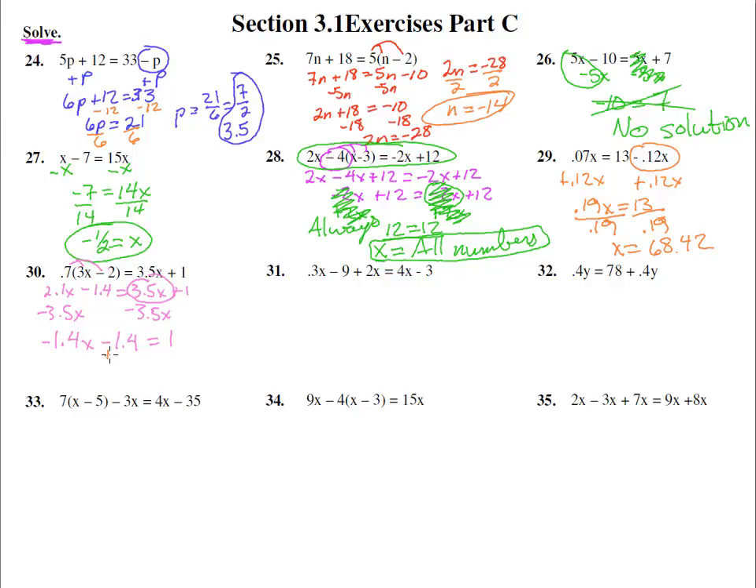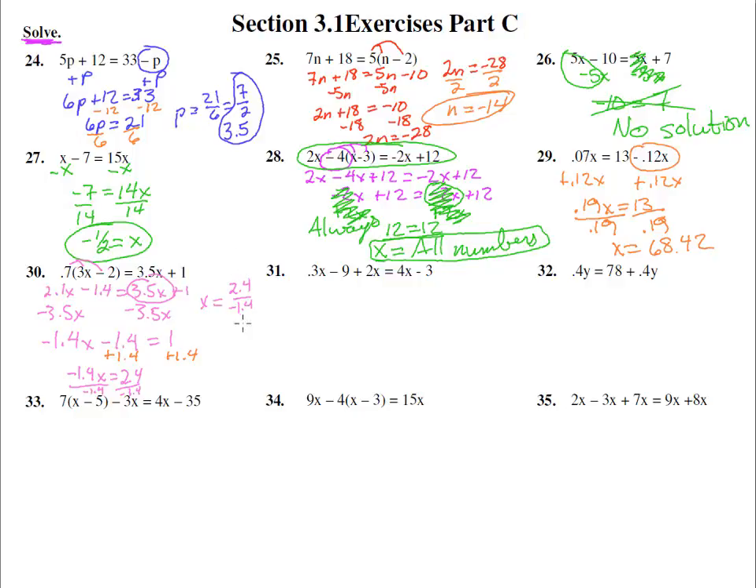So add 1.4 to both sides, plus 1.4 to both sides. That leaves us with negative 1.4x equals 2.4. We divide by negative 1.4, divide by negative 1.4, and let's write up here what we get. We get x equals 2.4 divided by negative 1.4.